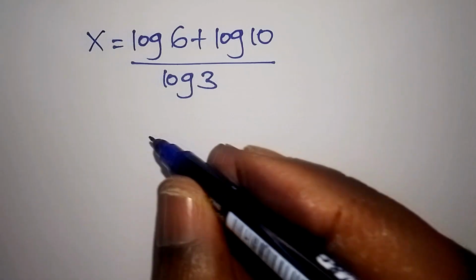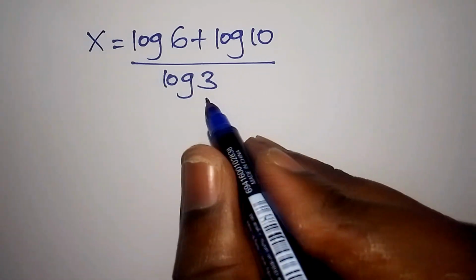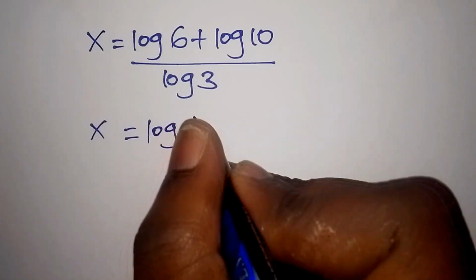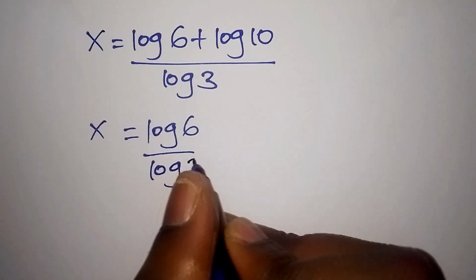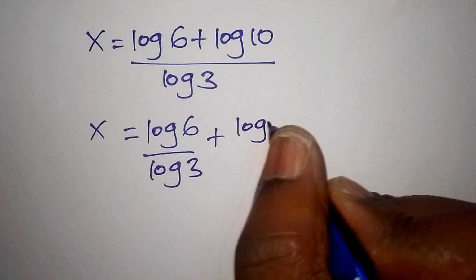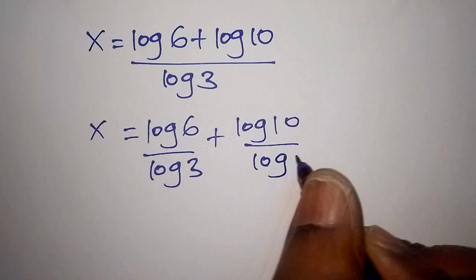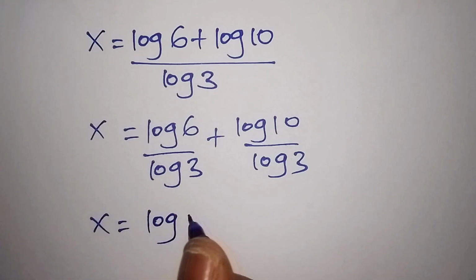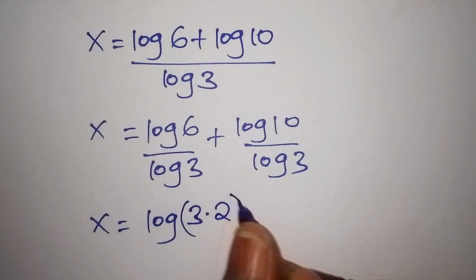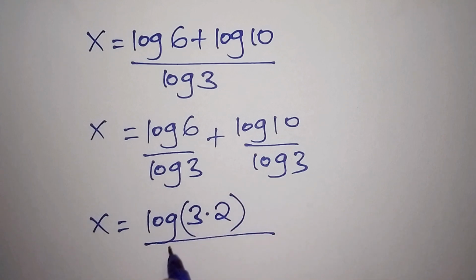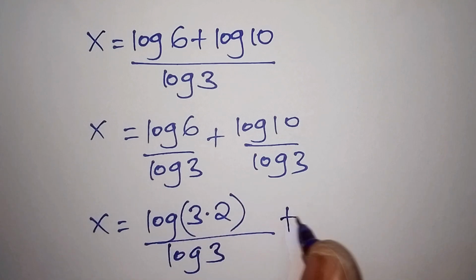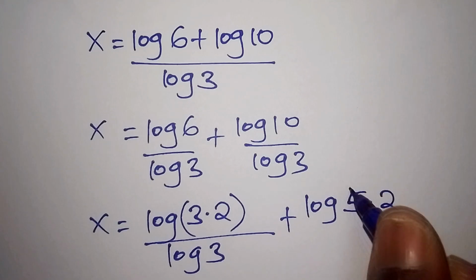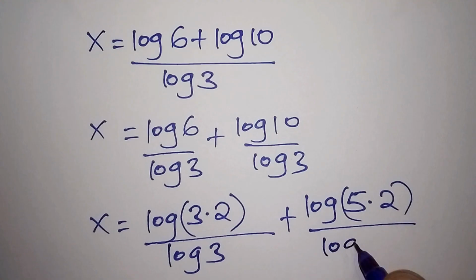The next thing that you need to do is to divide by the denominator, that is the log of 3. So the value for x is equal to the log of 6 all over the log of 3, plus the log of 10 all over the log of 3. We can still write x is equal to log 6 as the log of 3 multiplied by 2, in bracket, all over the log of 3, plus log 10 as the log of 5 multiplied by 2, in bracket, all over the log of 3.